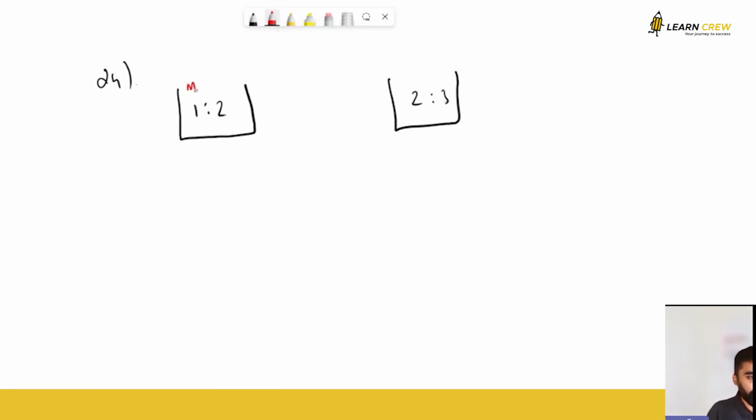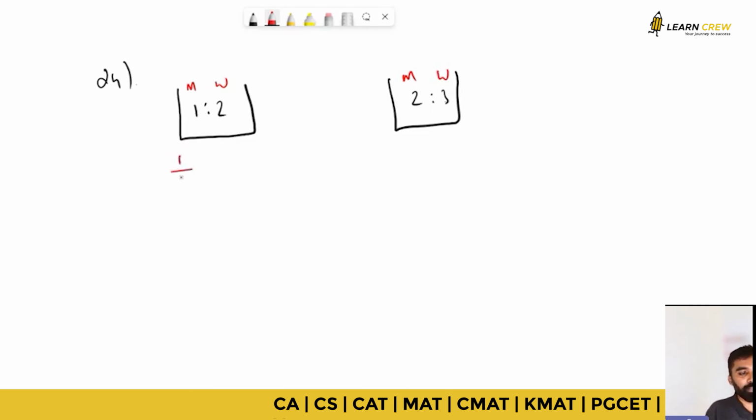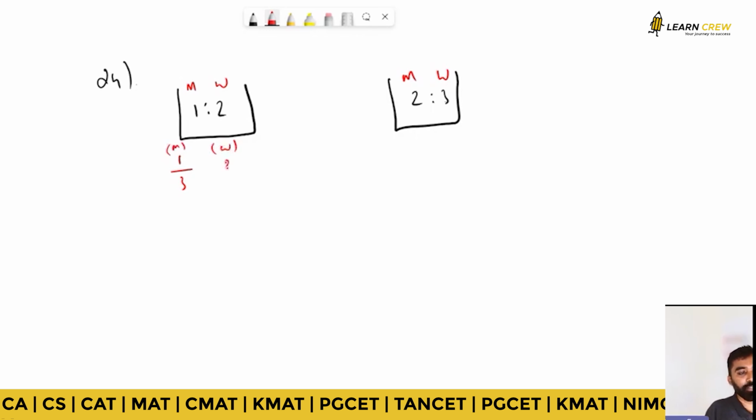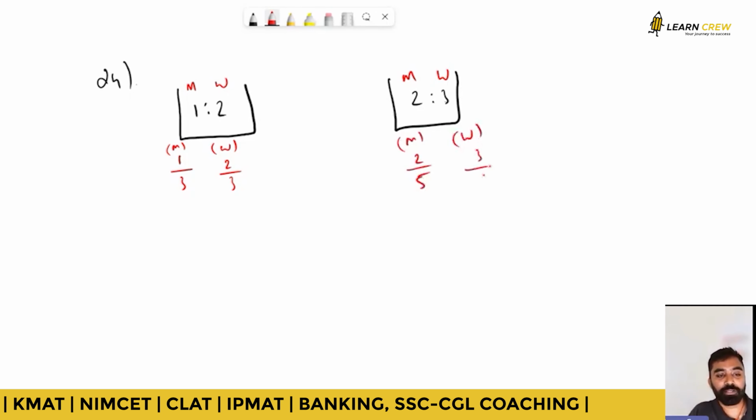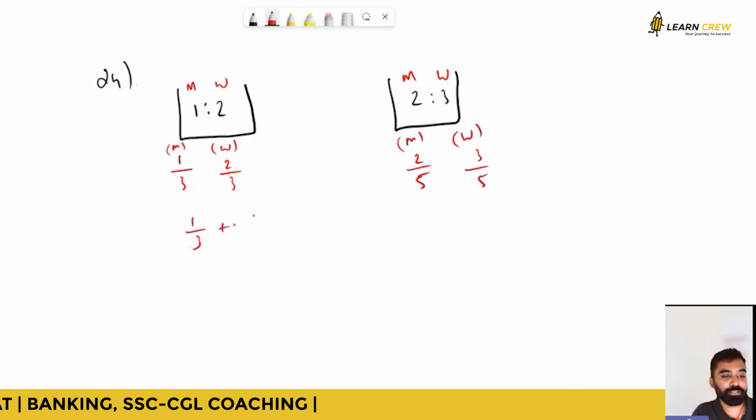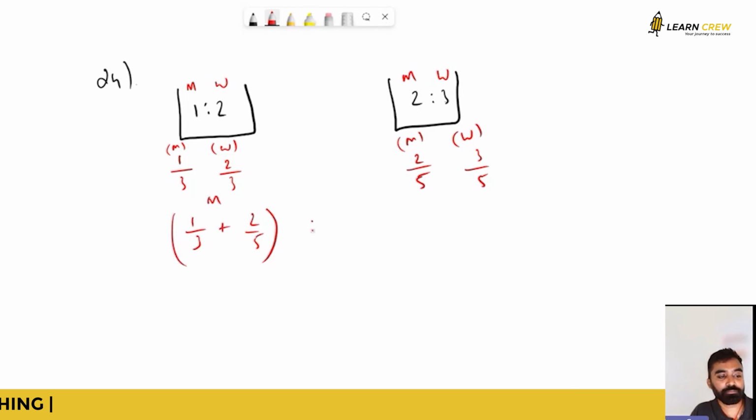So this is milk, this is water, this is milk, this is water. Milk alone is going to be 1 divided by 3, and water is going to be 2 divided by 3. And here milk is going to be 2/5 and water is going to be 3/5. So 1/3 plus 2/5 milk is to 2/3 plus 3/5 water.